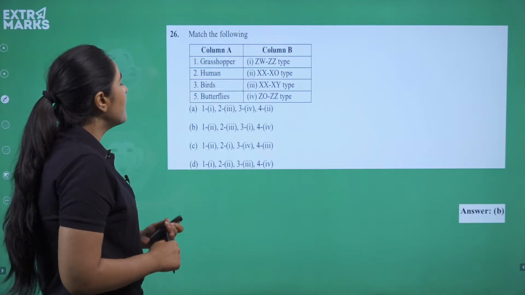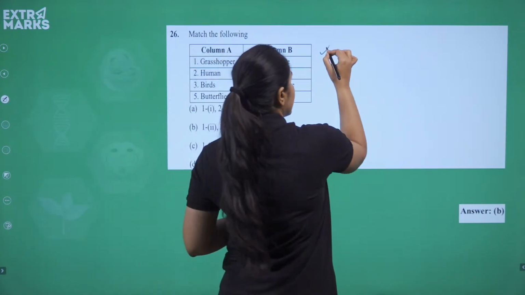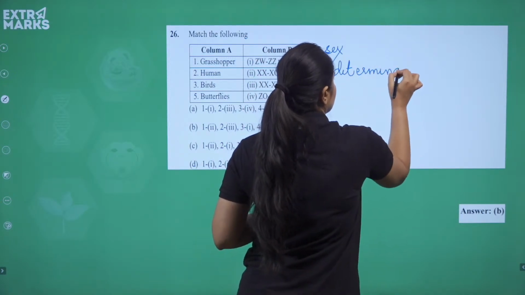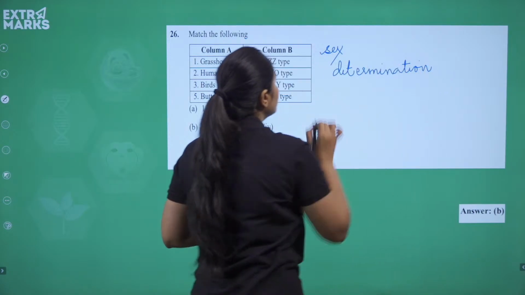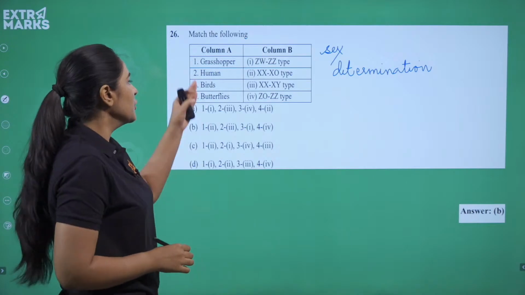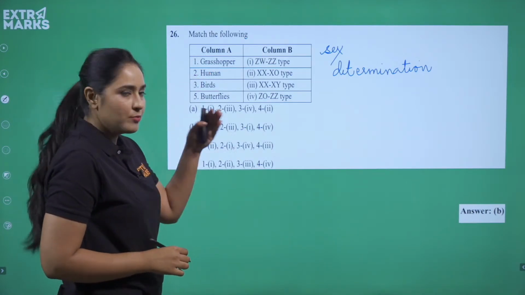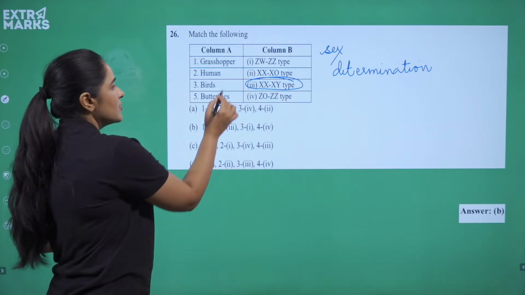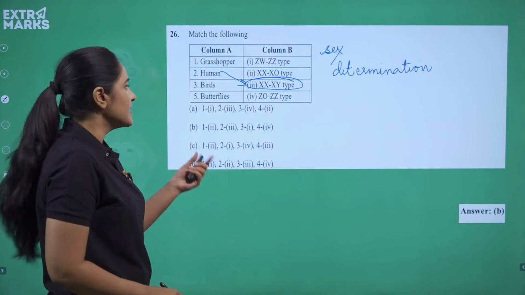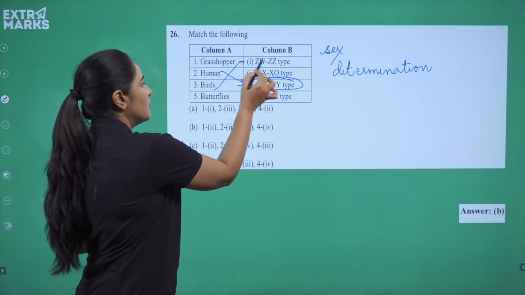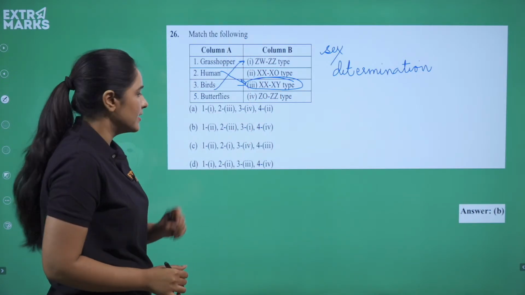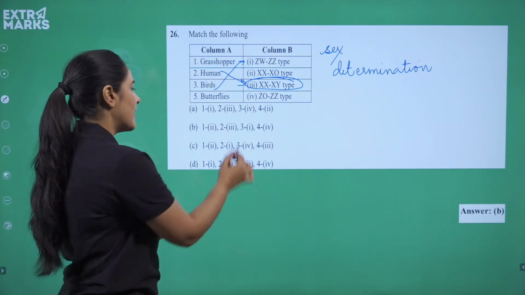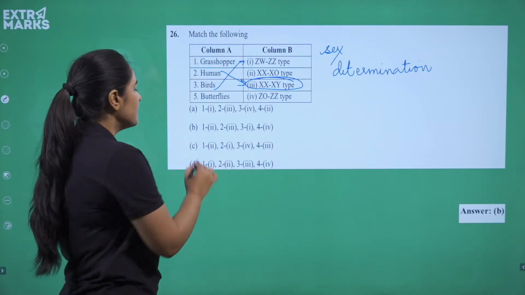Another question, match the following. This is regarding sex determination. Now we have to match here. Grasshopper, human, birds, butterflies. So human, the most common, we can say it is having XX and XY type. The third one here. So 2 is for 3. And the birds we are having ZW and ZZ. These are the most common we have studied. So we can see here the 2 goes for 3. So obviously in the A and B options we are having this, and the 3 goes for 1. So obviously B option will be correct.